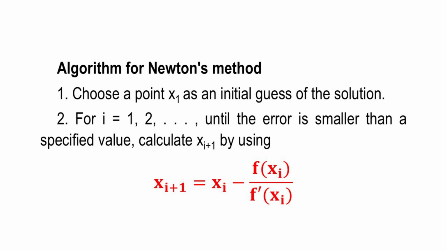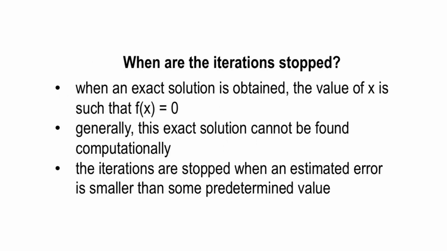For the algorithm of Newton's method, first, choose the point x sub 1 as an initial guess of the solution, so you have to provide a number as an initial guess. For step 2, for i equals 1, 2, and so on, until the error is smaller than the specified value, calculate x sub i plus 1 using the formula x sub i plus 1 is equal to x sub i minus f(x sub i) all over f prime of x sub i.